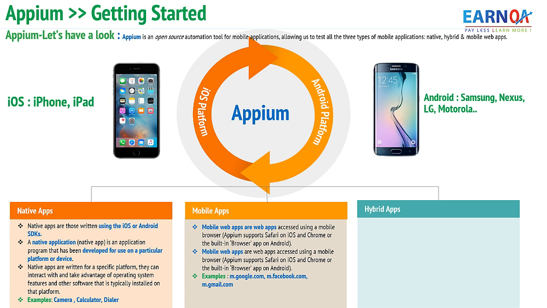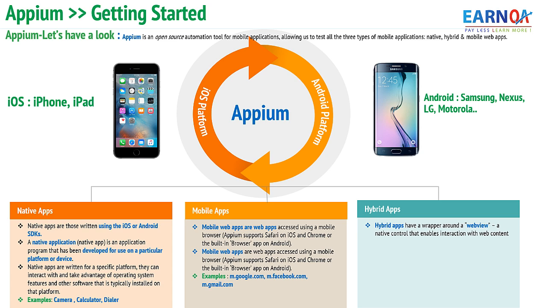So let me repeat again. Mobile web applications are specific to web-based applications, and these can work in both Android and iOS. The only factor is that we must need a browser to access them. The examples of the mobile web applications are m.facebook.com, m.gmail.com, and m.google.com. Now let's see the hybrid applications.